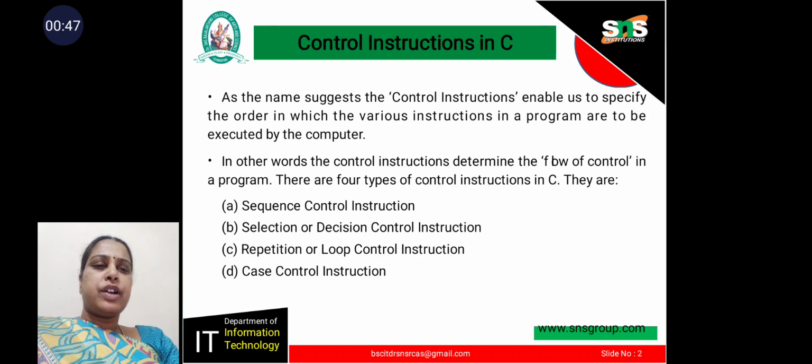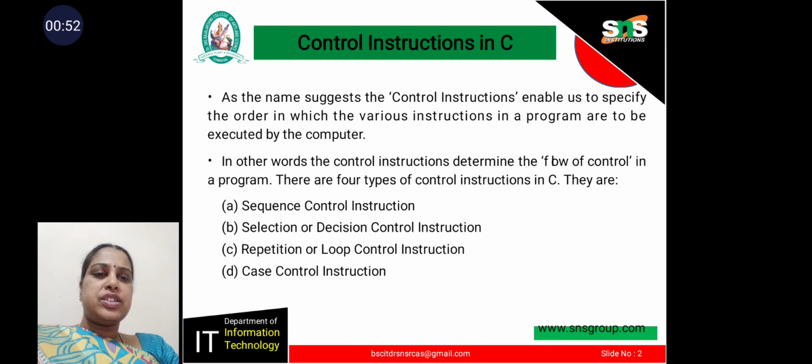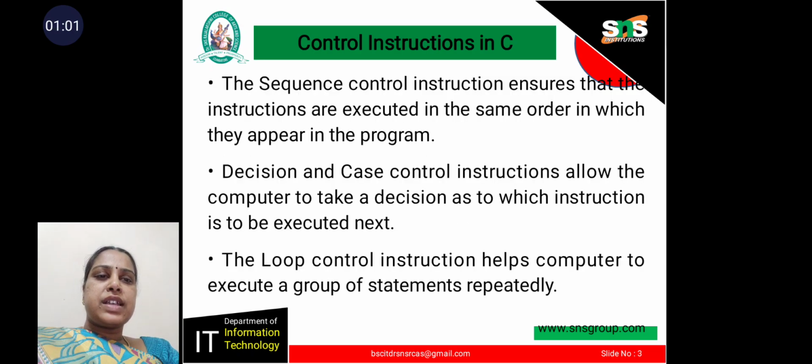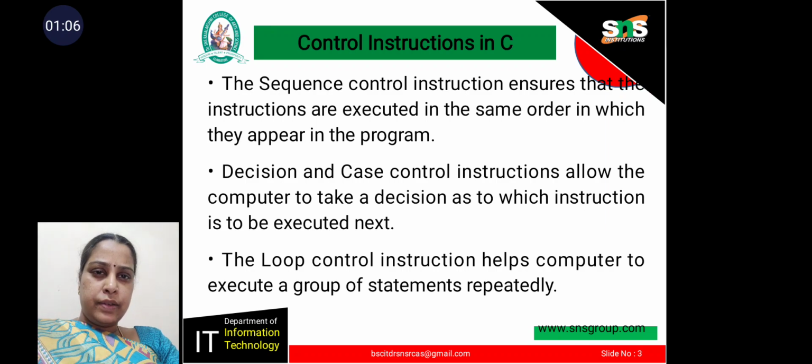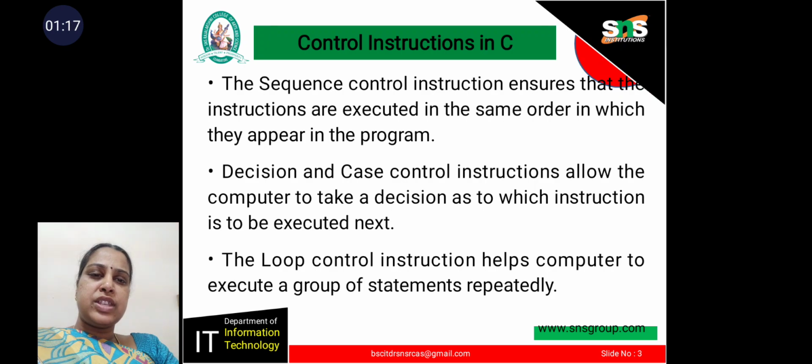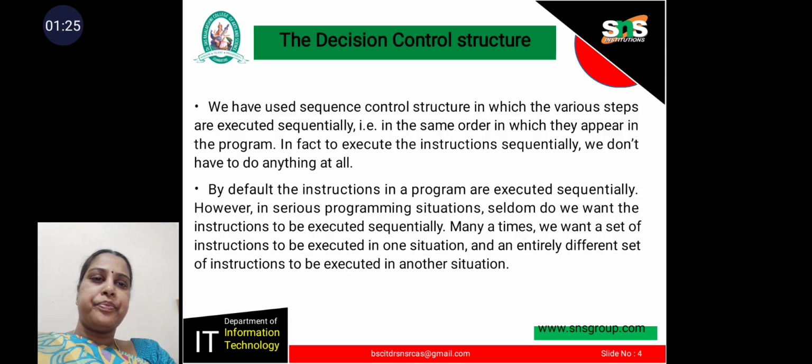There are four types of control instruction in C: sequence control instruction, selection or decision control instruction, repetition or loop control instruction, and case control instruction. The sequence control instruction ensures that the instructions are executed in the same order in which they appear in the program. Decision and case control instructions allow the computer to decide which instruction is to be executed next. The loop control instructions help the computer to execute a group of statements repeatedly.